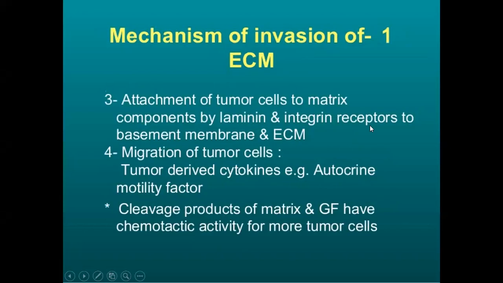The number 3 point of the mechanism of invasion is the attachment of tumor cells to the matrix component by laminin and integrin receptors to basement membrane in ECM. Then the migration of the tumor cells. Tumors divide, trap cytokines like autocrine effectors. Migrate karenge tumor cells. Uske baad the cleavage products of the matrix and growth factors have chemotactic activity for more tumor cells.